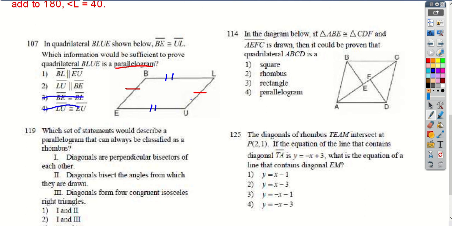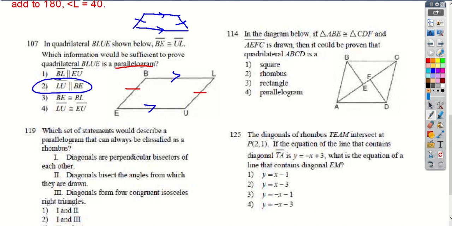So the other option was that the same two sides have to be parallel, BE and LU, and so that would be choice 2. BL and EU being congruent wouldn't help in this case, and we'll just undo this. If these two sides were congruent, we'd have one pair of sides congruent and the other pair parallel, that could also be an isosceles trapezoid, where two sides are congruent and the other two sides parallel. So that's why the choice we're going to make here is choice 2.